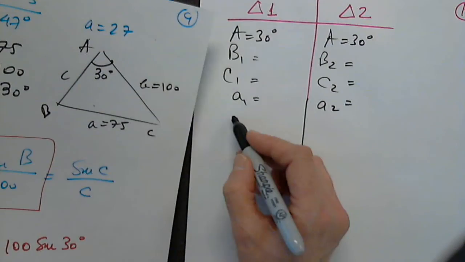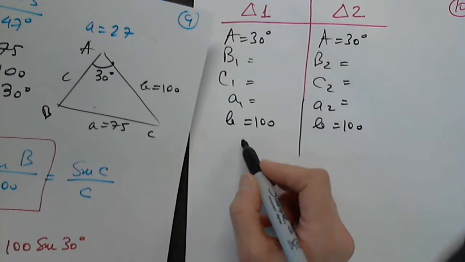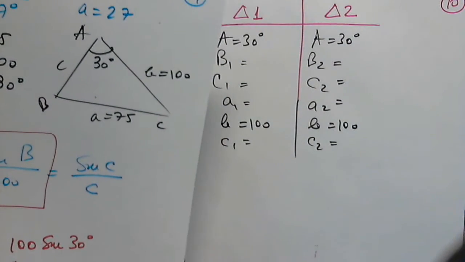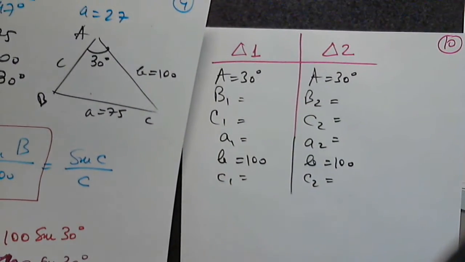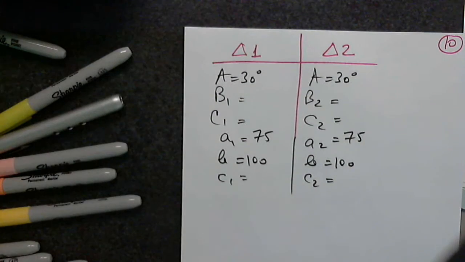So what cannot be changed is B, which is 100. And C1 and C2. Oh, I'm sorry, A is given. Sorry, 75. I have to delete that. There is no A, lowercase a1 and a2.